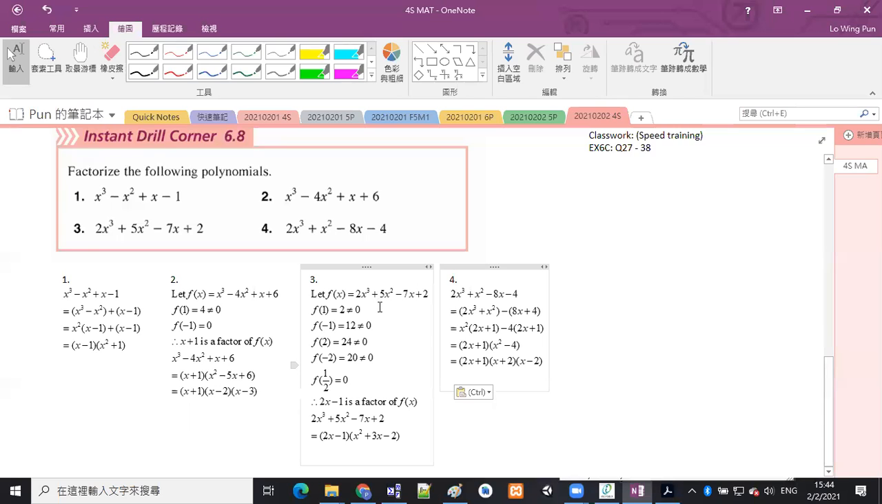And for question number 3, this is much tougher, because f(1), f(-1), f(2), and f(-2) are all not equal to 0. So I need to test the fraction. f(1/2) is equal to 0, which means that 2x minus 1 is a factor of f(x). So I can factorize a 2x minus 1 out, and then the remaining factor is x squared plus 3x minus 2. But this x squared plus 3x minus 2 cannot be further factorized, so that is the answer already. Is that okay?